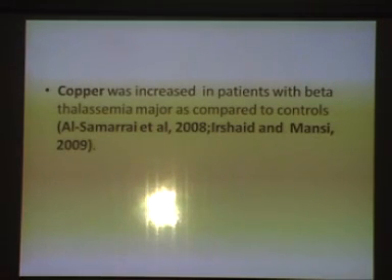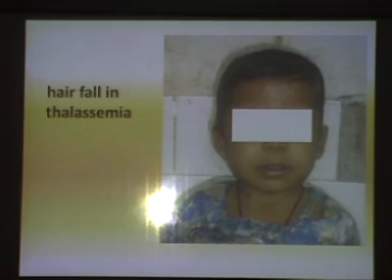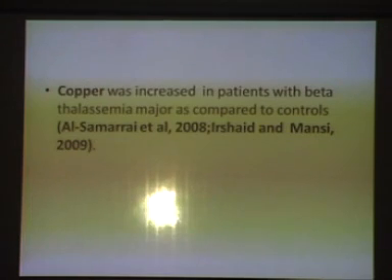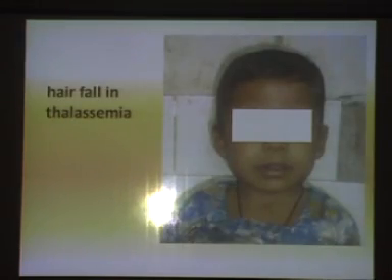Copper was shown to be increased in some studies in thalassemia. But here are the foods rich in copper. If you need copper, you should eat these foods. Other studies show deficiency in copper, so there are controversial results about copper in thalassemia. Did you see many patients with thalassemia with hair fall?